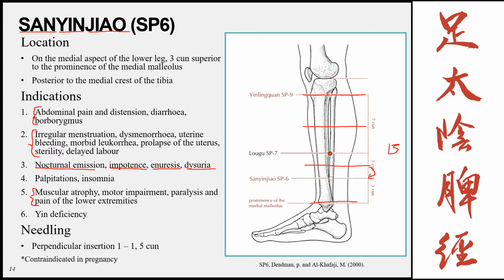And then its final indication, point 6, is it can be used for yin deficiency. The reason why it can be used for yin deficiency is because it's the intersection point of the 3 yin meridians on the foot. And these 3 yin meridians are very important in the normal functioning of our yin. Our insertion is perpendicular, 1 to 1.5 tsun. And the important thing to note here is this point is contraindicated during pregnancy.